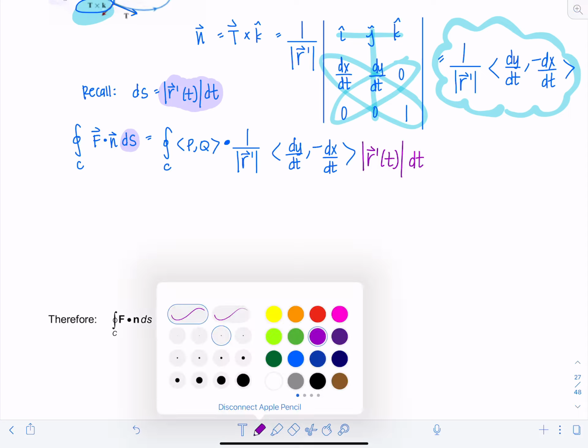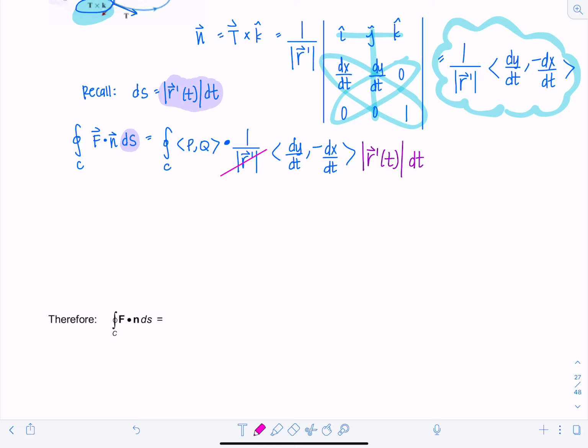Good, well, what do you notice we can do? Well, I see this magnitude of r prime is going to cancel out here. Okay, so now we can take that dot product. So I have P, Q dotted with dy/dt, negative dx/dt, dt. And then this gives me the line integral over a closed curve C of, let's take that dot product, P dy minus Q dx.